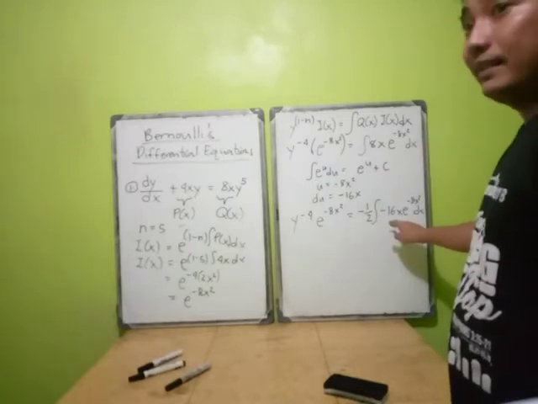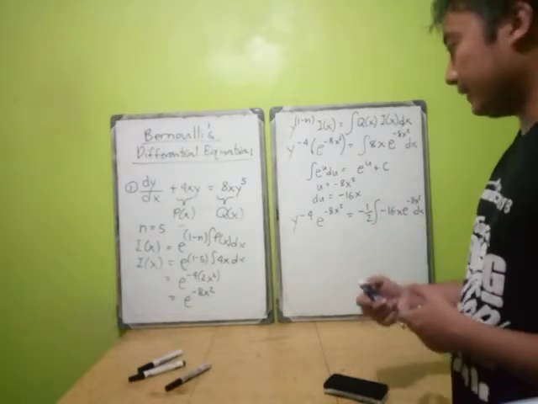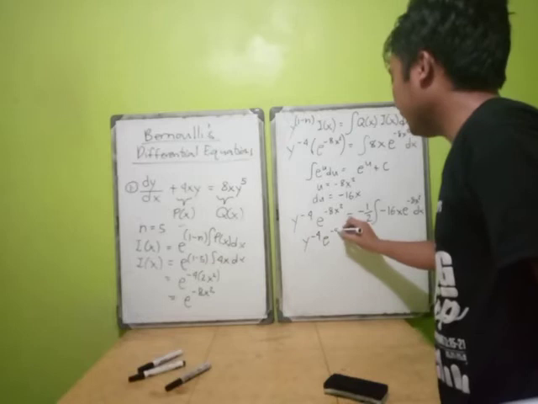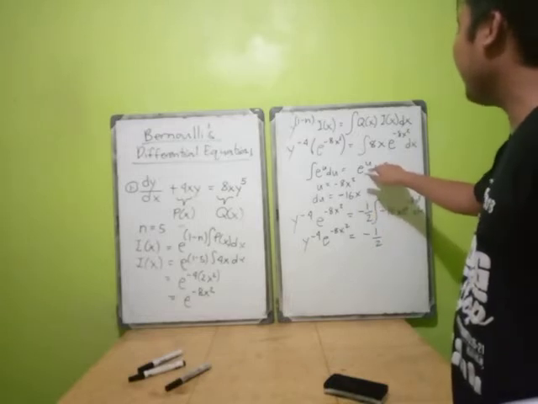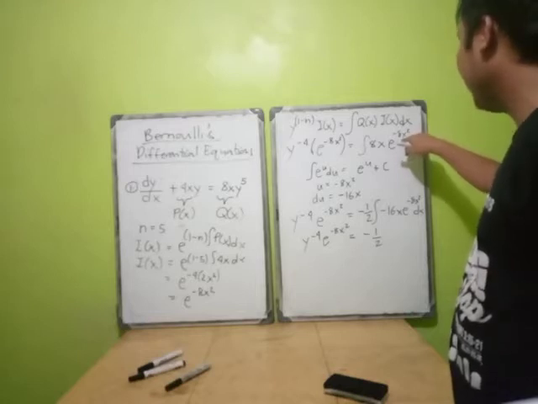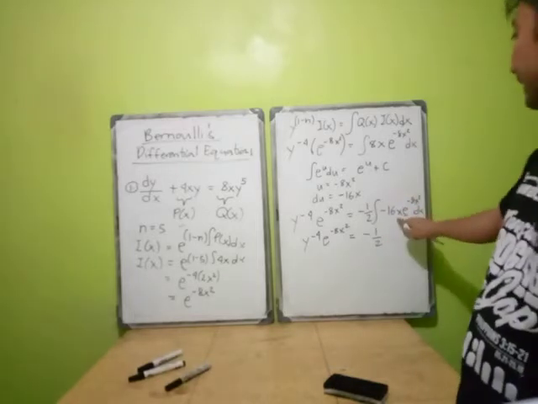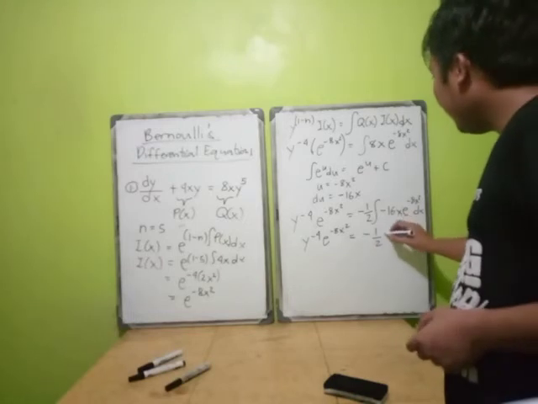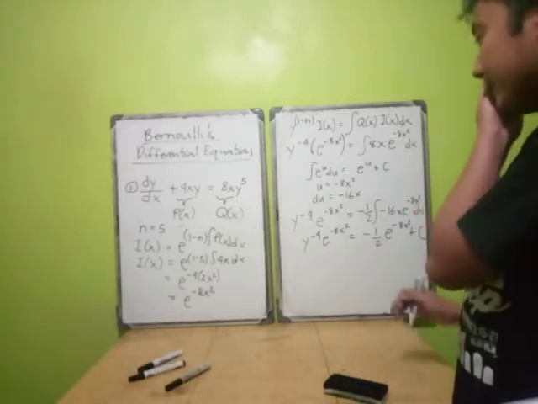So therefore, equivalent pa rin sila. So therefore, ang mangyayari, it will become y to the negative 4, e to the negative 8x squared is equivalent to negative 1/2. Okay? So, since magiging e to the power of u plus c siya, so ito, negative 8x squared, yung whole na to, negative 16x e to the negative 8x squared, magiging yung integral niya is e to the power of negative 8x squared na. Then, you add c. Okay. So, pwede na tong sagot.